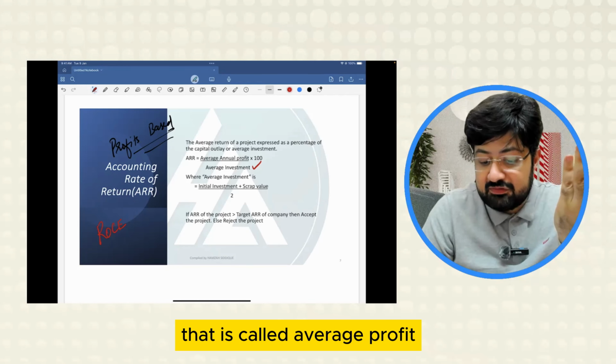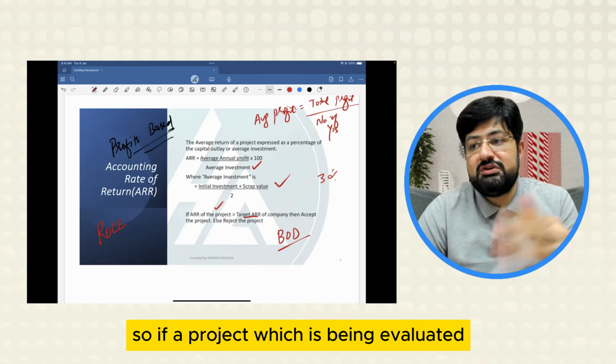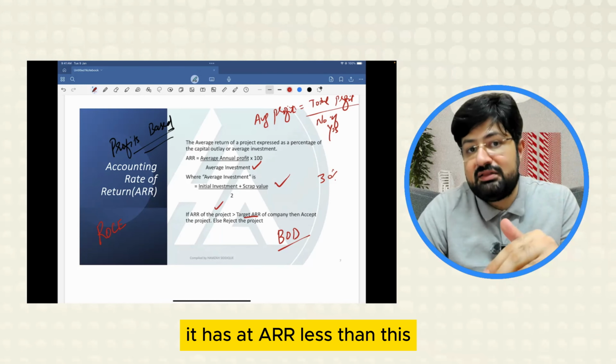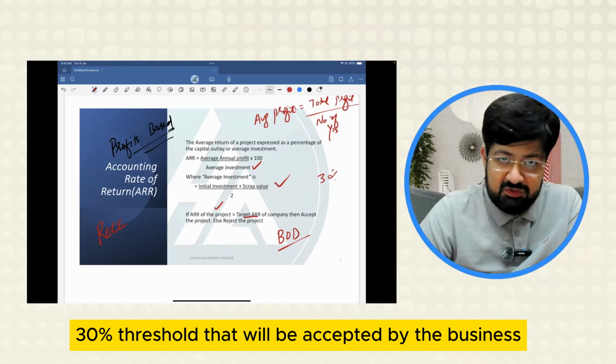Once ARR is calculated, accounting rate of return, which is also called ROCE, we compare it with the target ARR the company has decided. Normally, the board of directors decides that if a new project gives a certain percentage of ARR, then we will accept the project. Otherwise, we will reject it. For example, the board has decided 30% ARR. If a project being evaluated has an ARR less than this, it will be rejected. Above that 30% threshold, it will be accepted by the business.